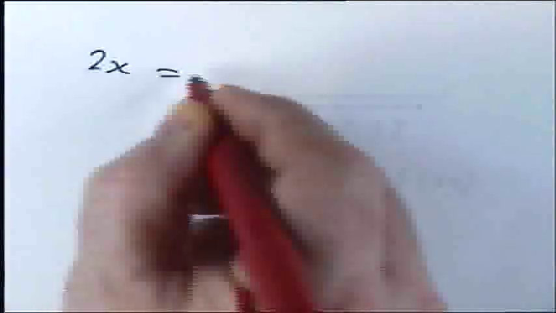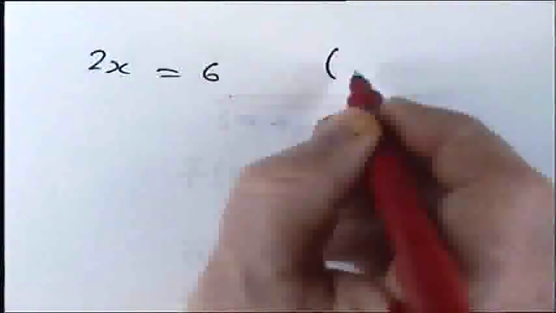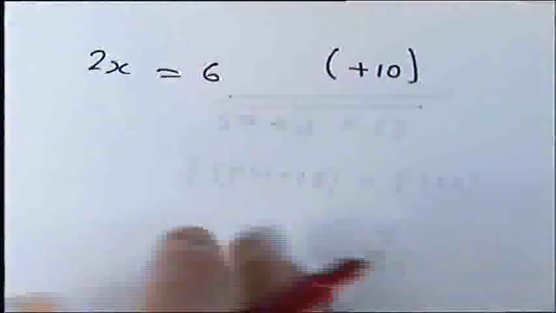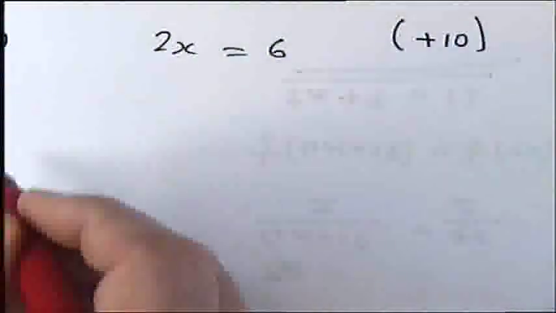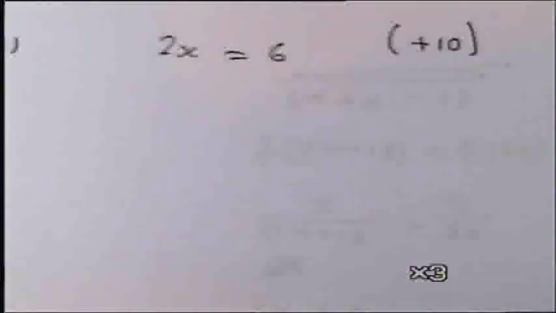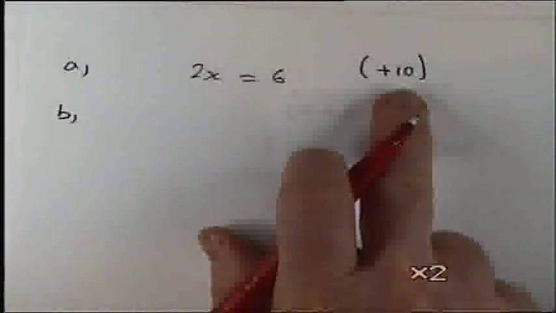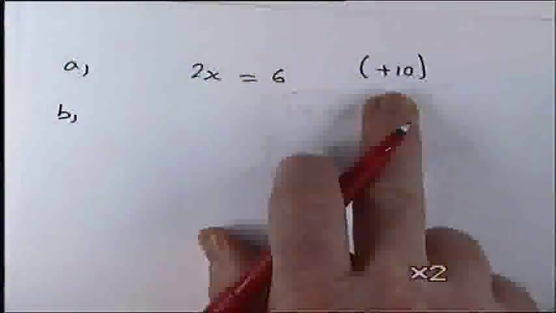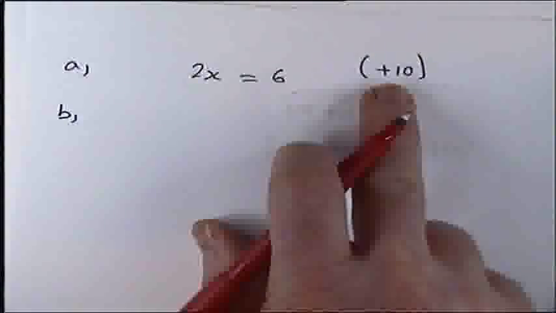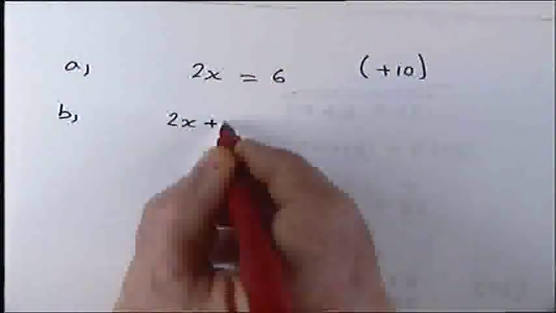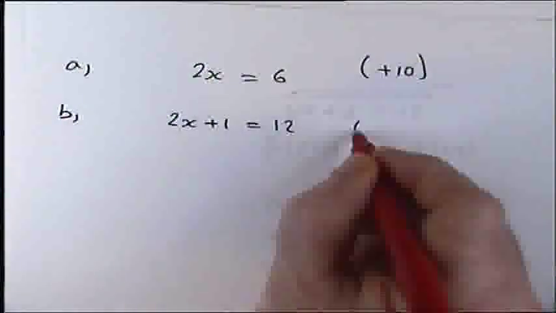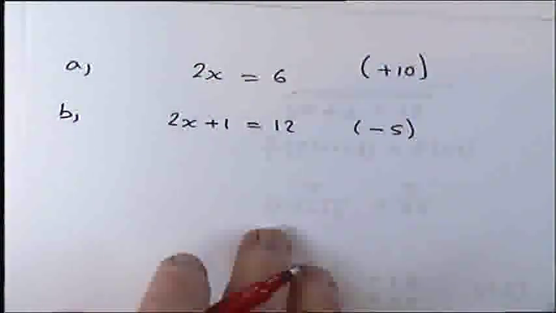What I'm going to do is write an equation down here. So 2x equals 6. And in the brackets, I'm going to write what I want you to do to both sides. I'm going to write a few questions, and I want you to work out what the new equation would be when you do that to both sides. So I want you to add 10 to both sides. Then for part B, I want you to take away 5 from both sides.